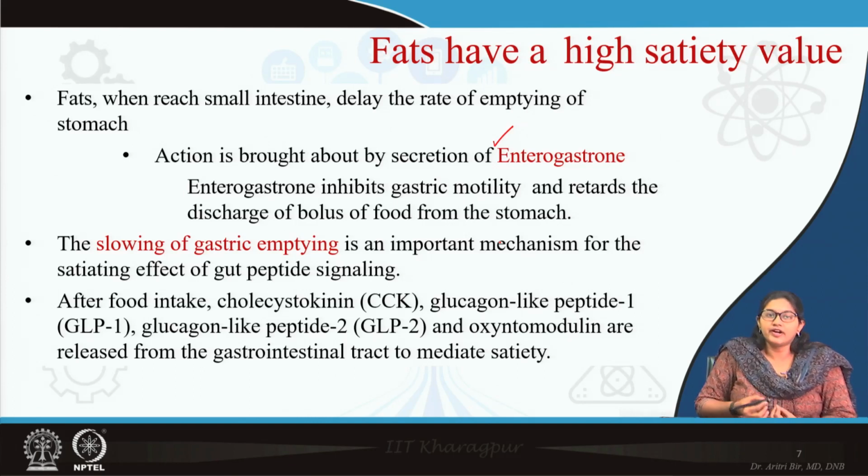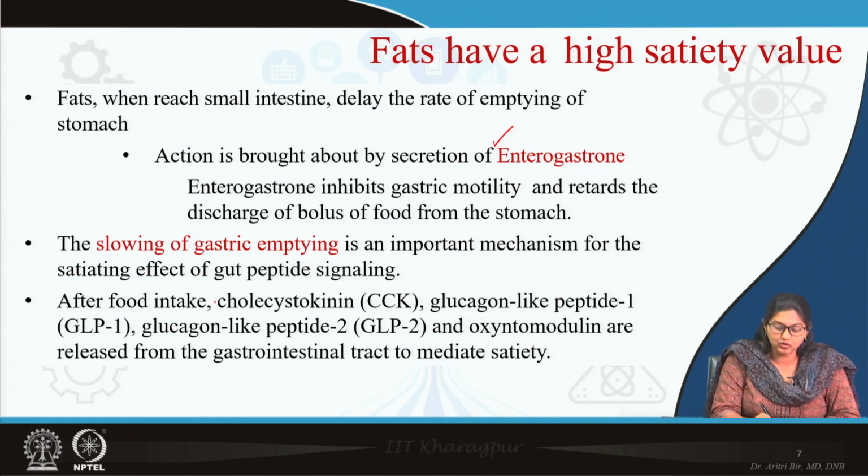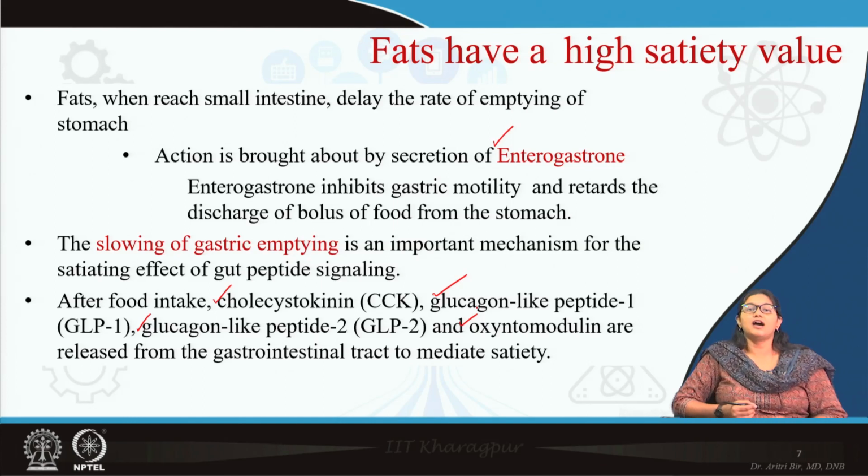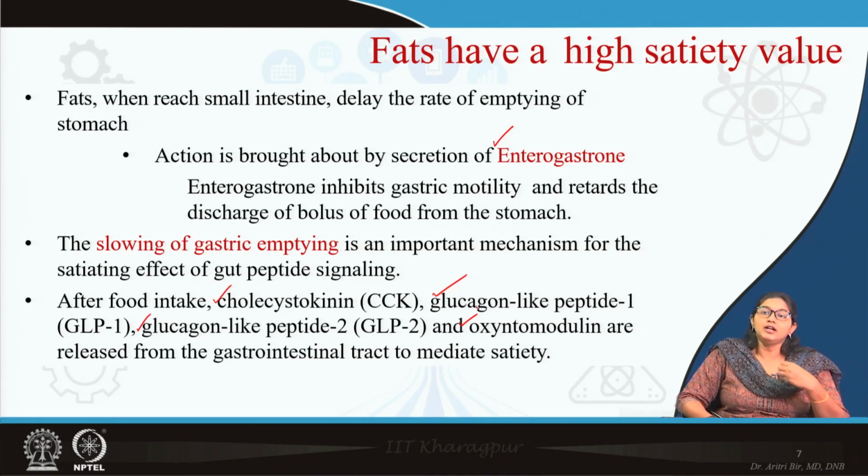Now, because of this metabolic churning effect, there is release of certain peptides which induce gut peptide signaling to induce satiety. What are those gut peptides? Those are cholecystokinin, glucagon like peptide 1 and 2, as well as oxyntomodulin. These are the gut peptides which induce satiety. So, the crux is that fat, while delaying gastric emptying, induces the release of certain gut peptides which actually cause satiety.